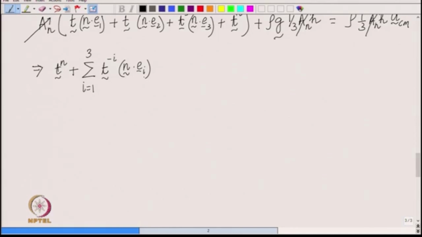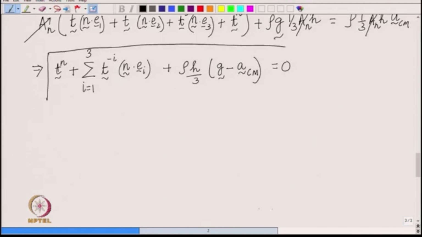So, the three terms have been written together using summation, plus rho h by 3 into g minus acceleration of the center of mass, and that is equal to 0. Okay. So, we found this formula for the tetrahedron.